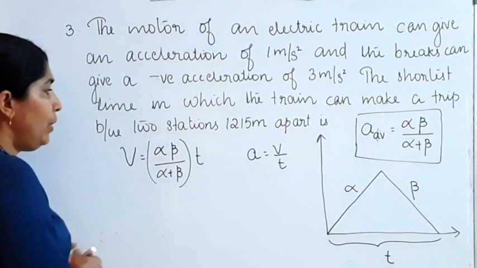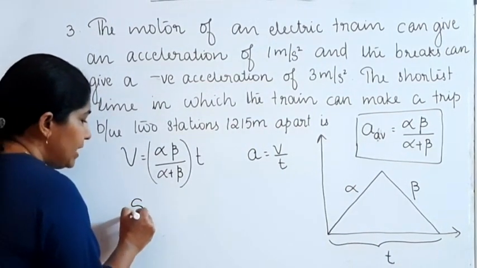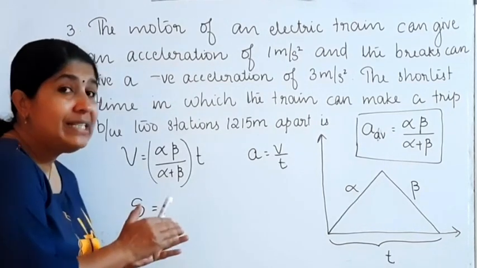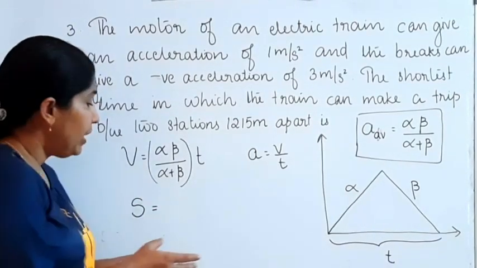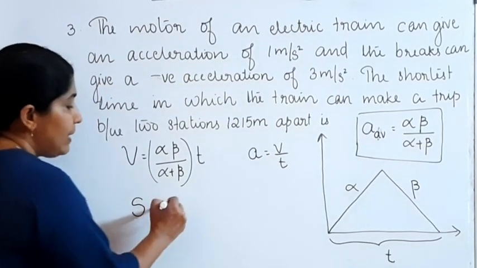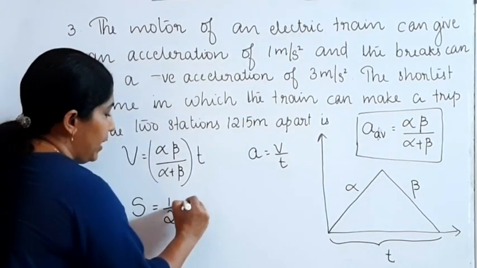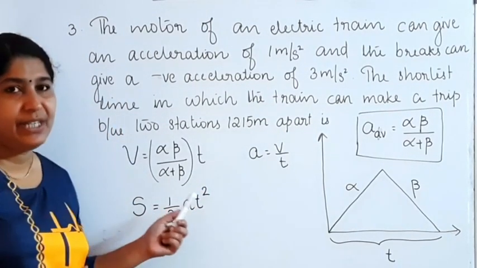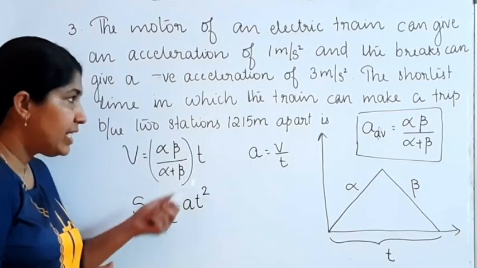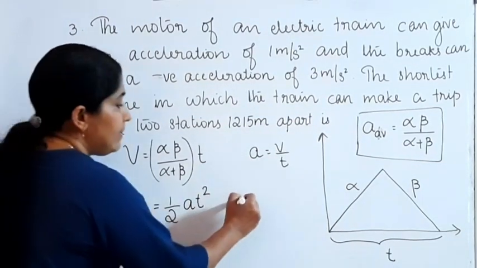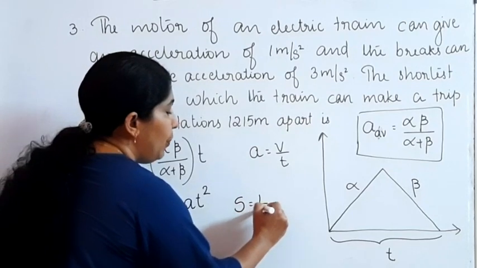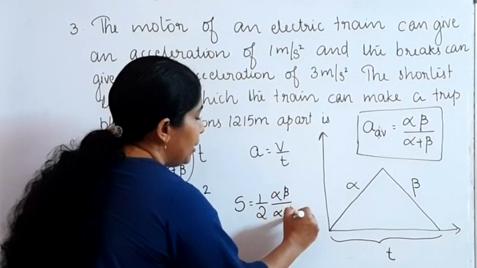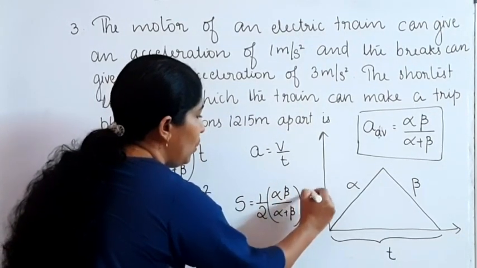Now we can find out the displacement of the body. Displacement S is equal to. We know that the body starts from rest. Therefore, we can use the equation S is equal to half AT square. Instead of A, we can substitute that value. Then S is equal to half into alpha beta divided by alpha plus beta into T square. Okay.